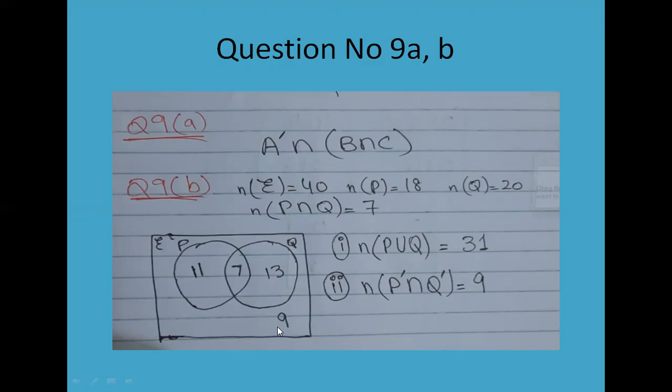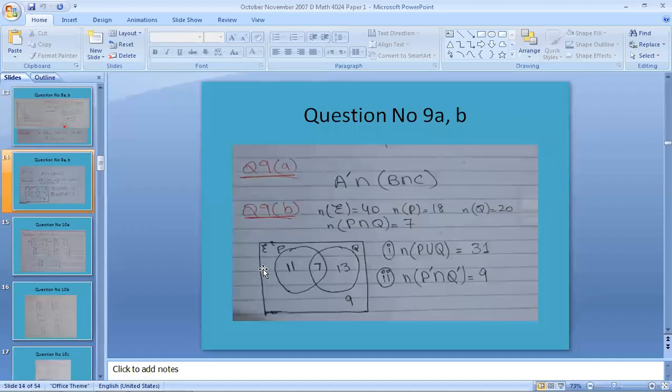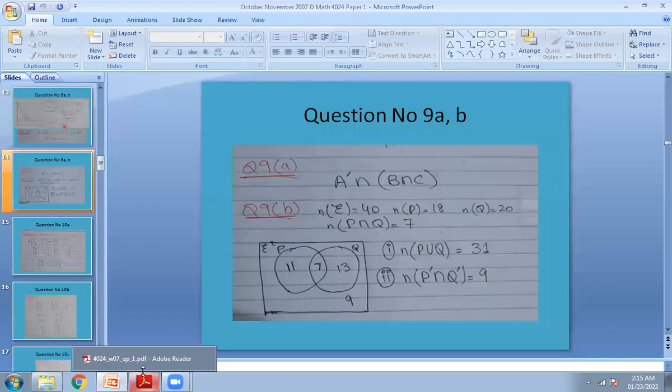Okay. So now come to the questions they ask. They ask how many members are in the P union Q. So I will add these 3. So you will have 31. Then their question is how many members are in the P complement intersection Q complement. P complement means out of P, and Q complement means out of Q. So the common portion out of P and out of Q is this portion only. Here you have written 9. So the 9 will be the answer. Hopefully you understand. So that was question number 9, and its B part.